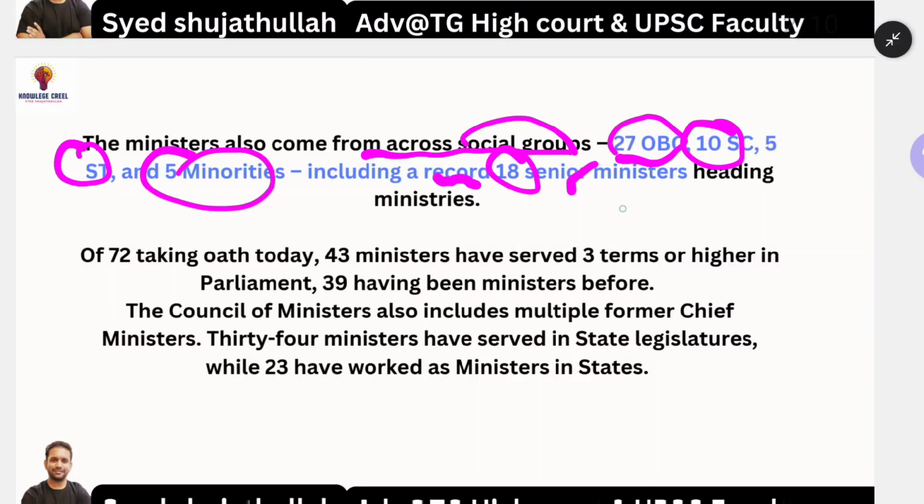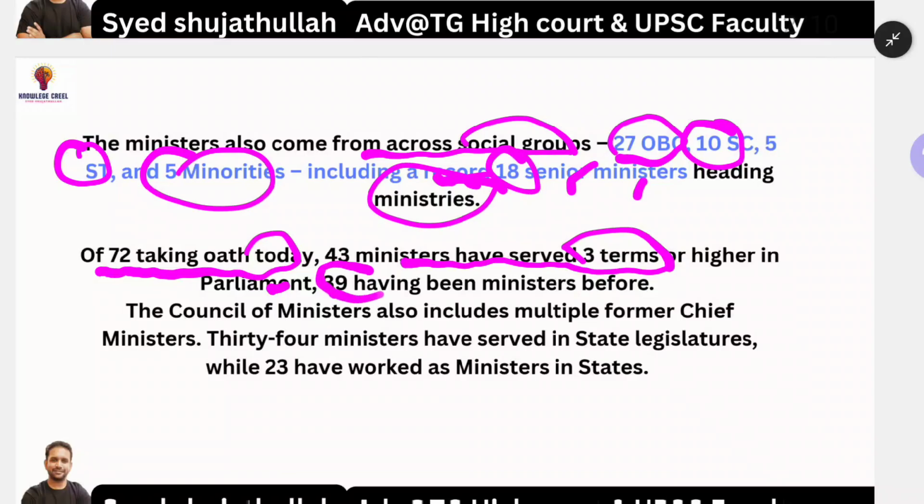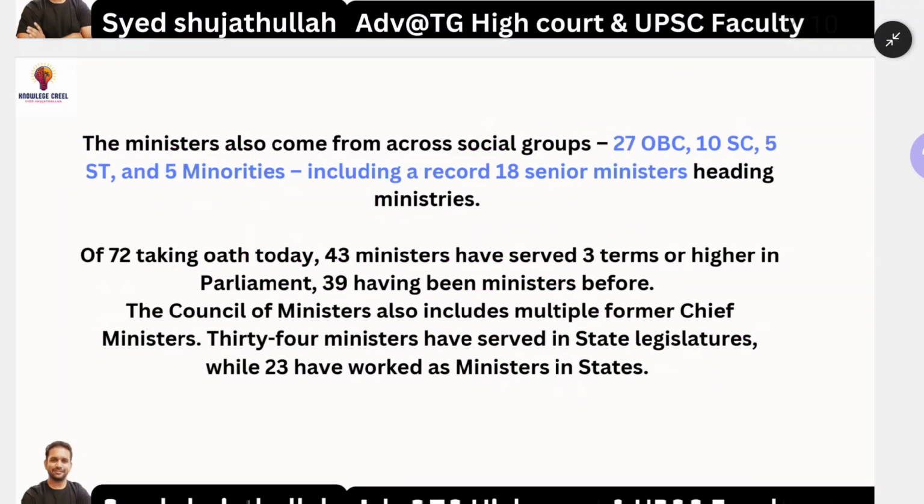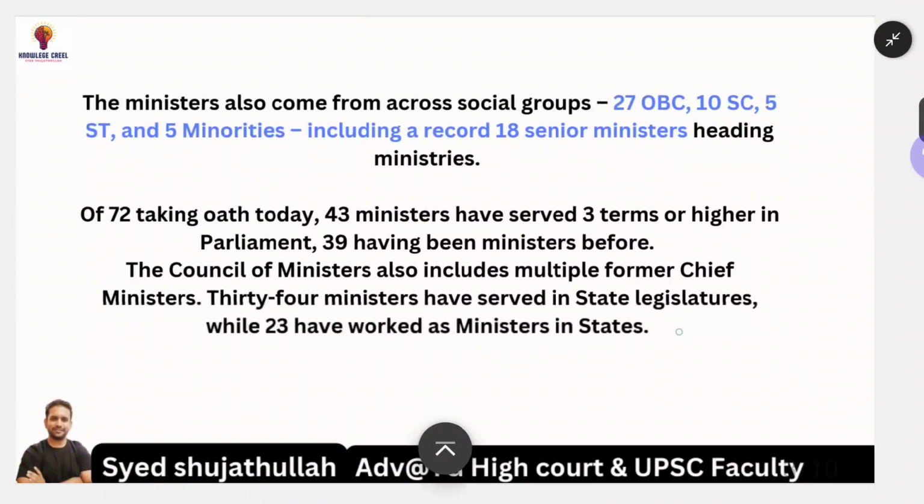Including a record 18 senior ministers are also heading the ministries. Of the 72 taking oath today, 43 ministers have already served 3 times or more in the parliament. 39 ministers have been ministers at one time or another in their political tenure. The Council of Ministers also includes multiple former ministers. 34 ministers who have served in the state legislatures have now become Ministers of State. Those allies, like TDP or RJD, or Eknath Shinde's Shiv Sena, whoever served as ministers in their state assemblies were also made Ministers of State here. These are important data that you should not skip when you go to the examination.